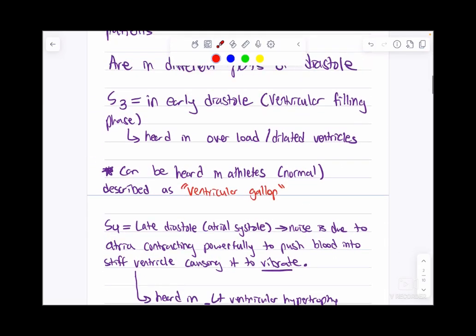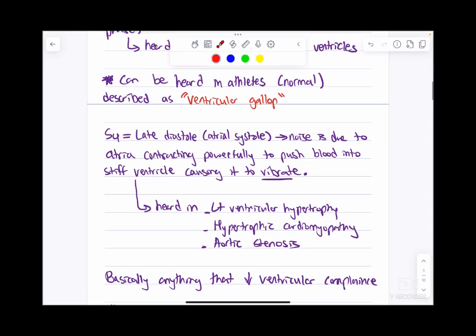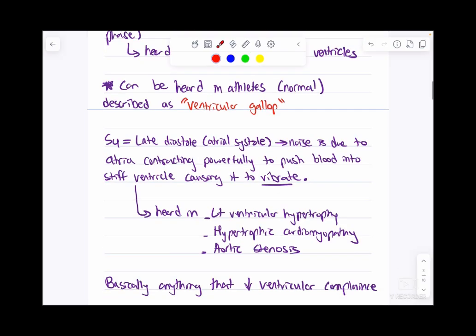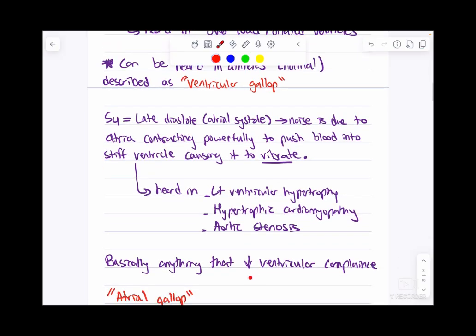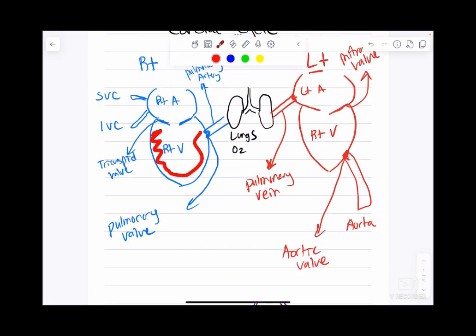And unlike S3, at the ventricular filling phase, S4 is totally abnormal and almost never heard in a normal patient. It's heard in anything that causes decreased ventricular compliance, like I said, like left ventricular hypertrophy. So if the ventricle is hypertrophied, the blood cannot go down easily.